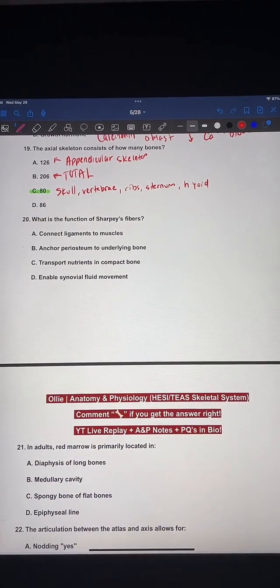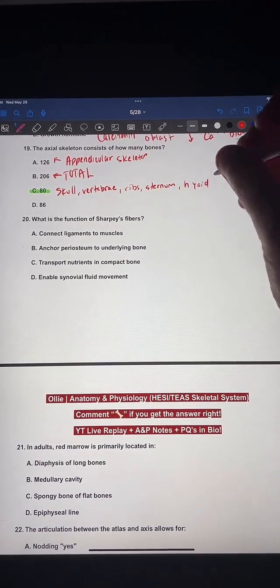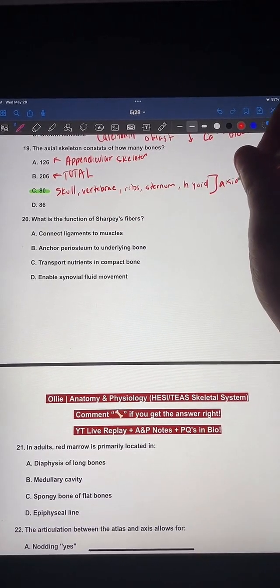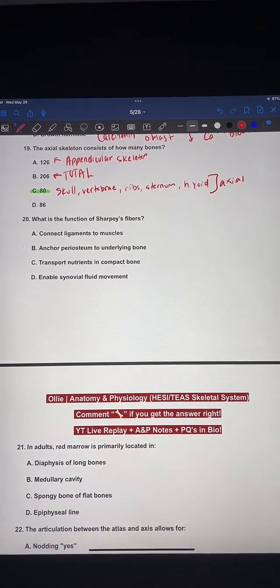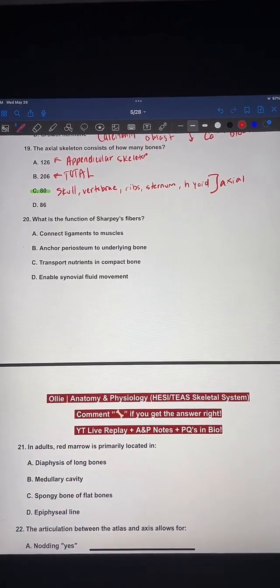Number 20, what is the function of Sharpey's fibers? But this is, again, axial. Are these good questions? Are these helping you learn a little bit more and review?